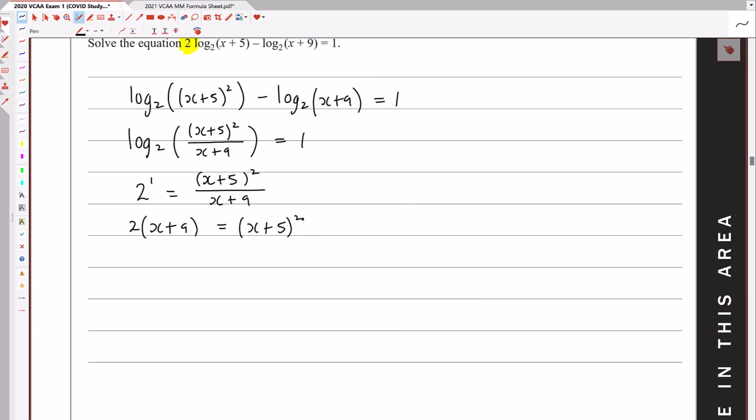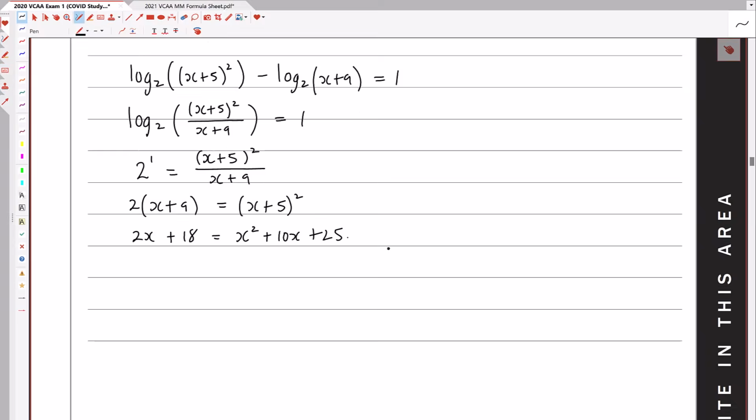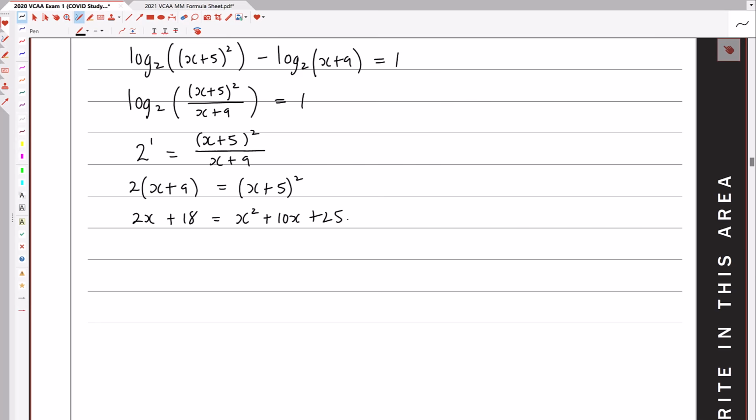Let's do some expanding and collecting like terms. So 2x plus 18 equals x squared plus 10x plus 25, remembering how to expand perfect squares properly. It's not x squared plus 25. Collecting like terms, so we'll leave everything on the right. So x squared is positive, we'll take away 2x, so that's going to be 8x, and we'll take away 18, which is 7. Okay, and that factorizes.